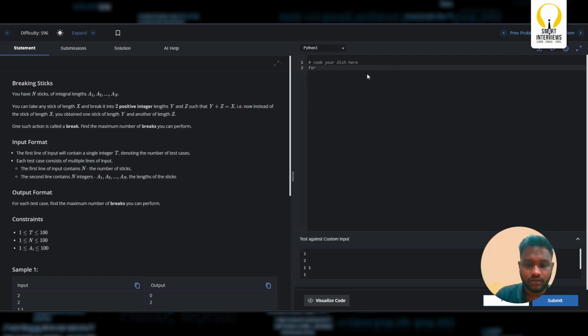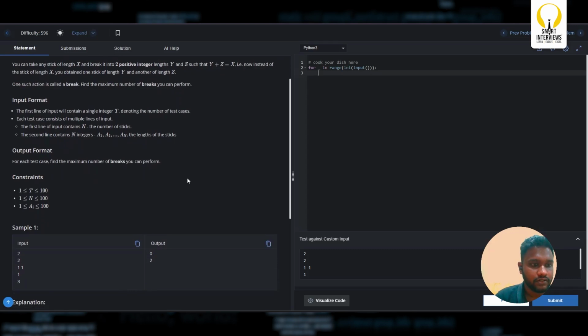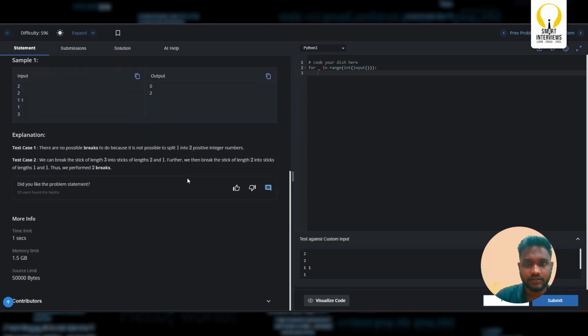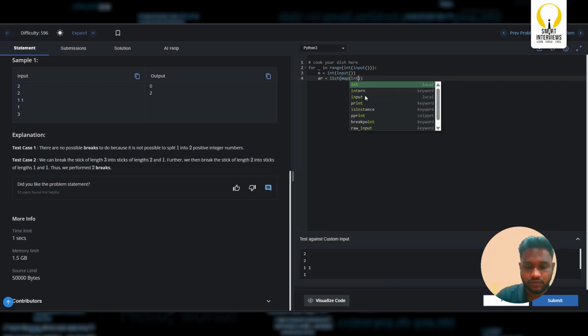Let's start with the code. So we have t test cases. So we'll first run our loop for the t test cases. Next, what we also have is n, the size of the array. So first we'll take n, the size of the array. Next, we have the array itself. So yeah, this is our array.